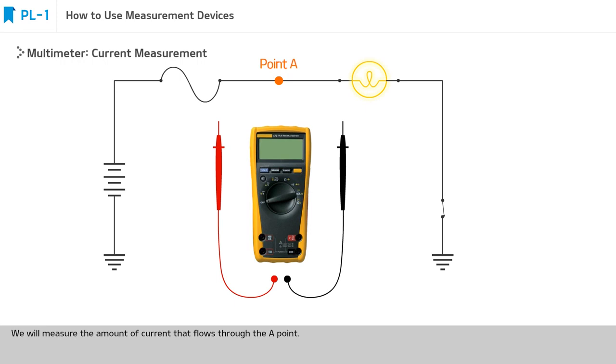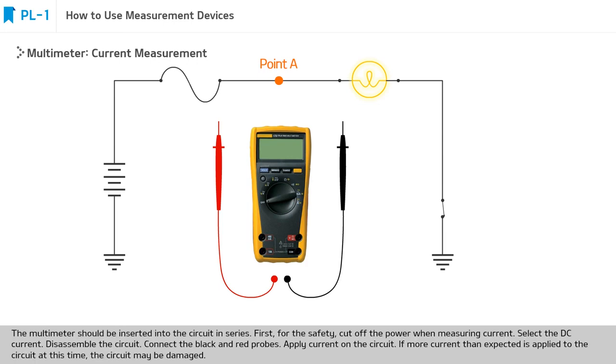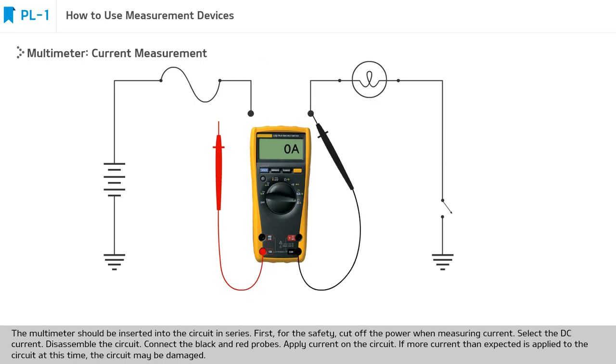We will measure the amount of current that flows through the A point. The multimeter should be inserted into the circuit in series. First, for the safety, cut off the power when measuring current. Select the DC current. Disassemble the circuit. Connect the black and red probes.